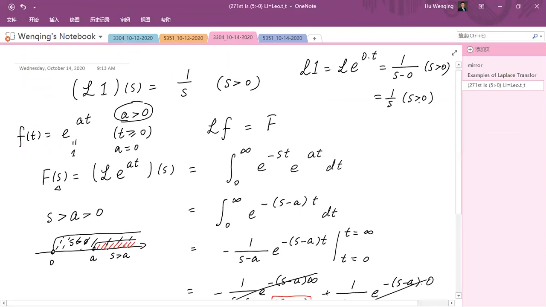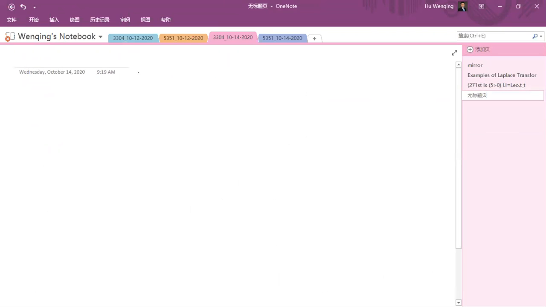Is a good family. So we've got two different examples. The first one says the Laplace transform of 1 is equal to 1 over s. The second one says the Laplace transform of e^(at) is just equal to 1 over s minus a. In both scenarios, we have to specify the domain of definition of the resulting function.